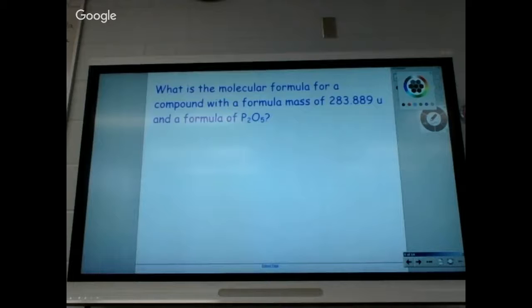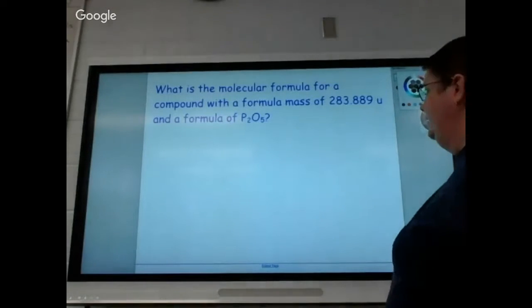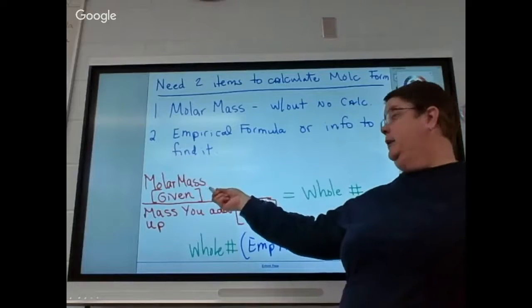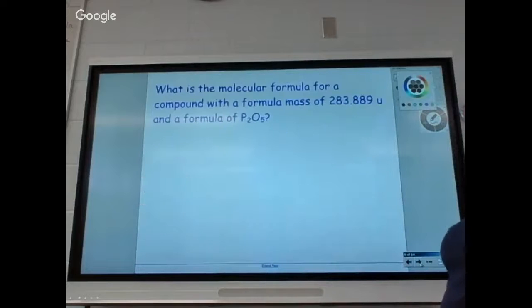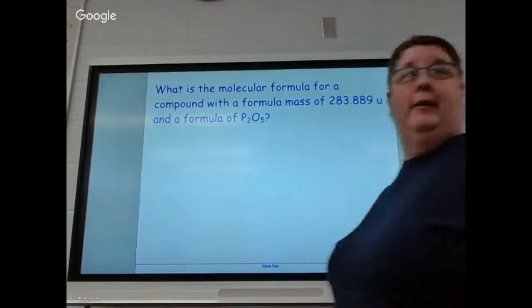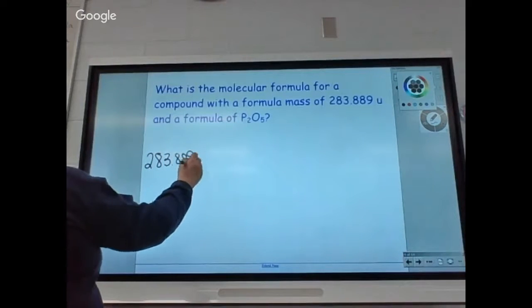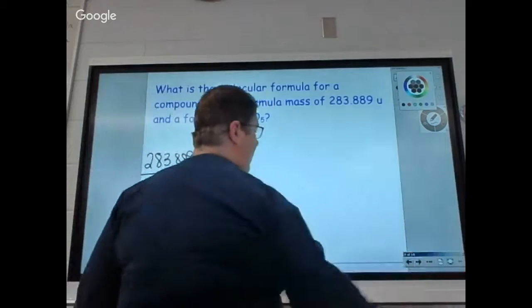All right. Everybody had a chance to write down? So what are we going to do? Based on the steps we wrote down, where do we start? What do you think, Mackenzie? What does it say? Go back, board. What does it say to put on top? So what molar mass is given? Okay, so I'm putting that on top. 283.889. And what am I putting on the bottom?